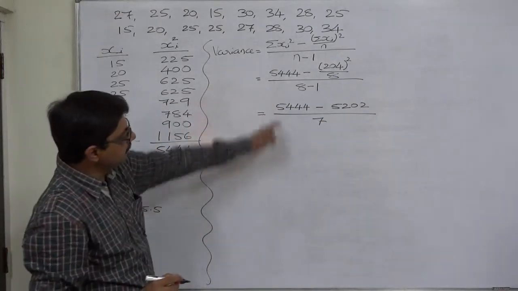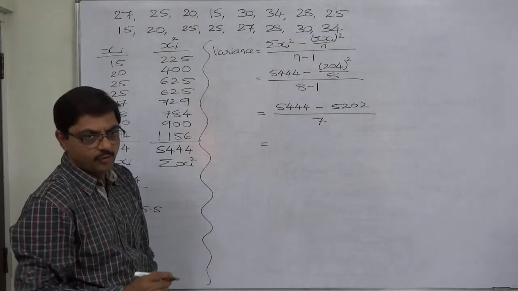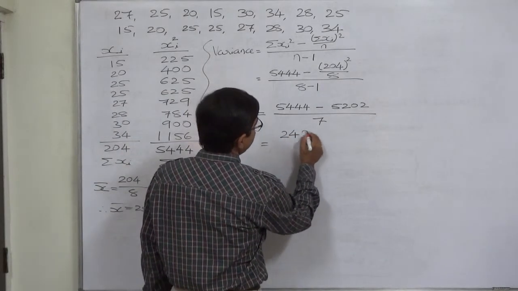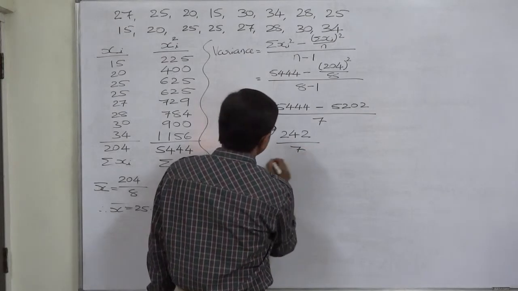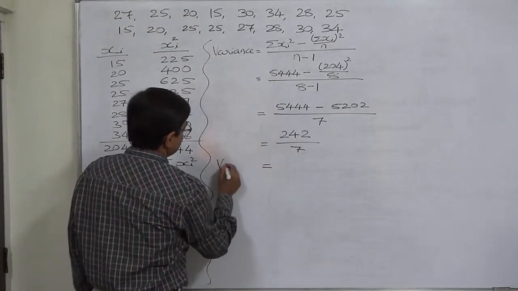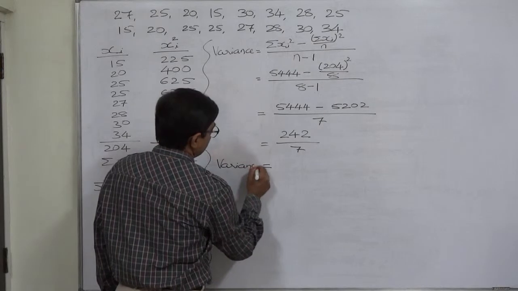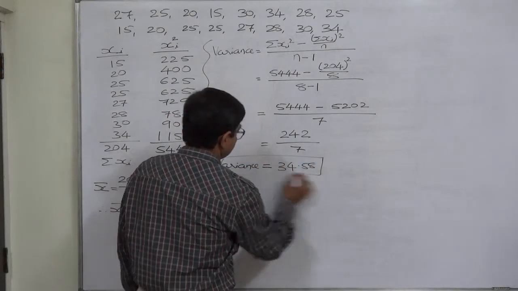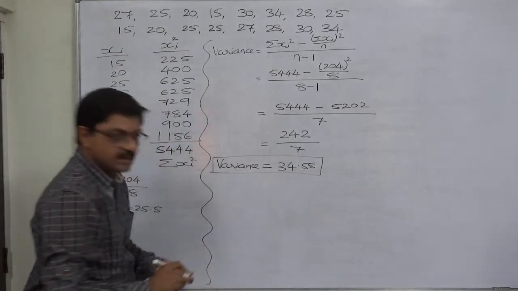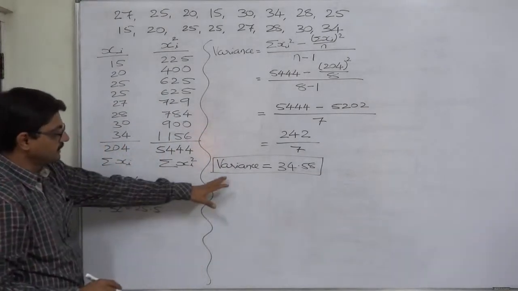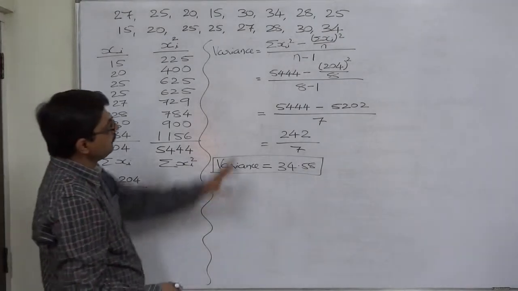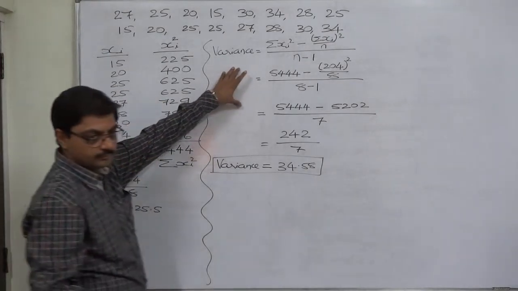Yes, the difference between 5,444 and 5,202 comes to 242, divided by 7. The result is 34.58. 34.58 is the variance. This is another way of calculating variance. Instead of the x minus x bar whole square formula, we can use this formula too.